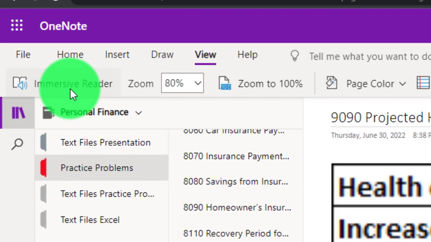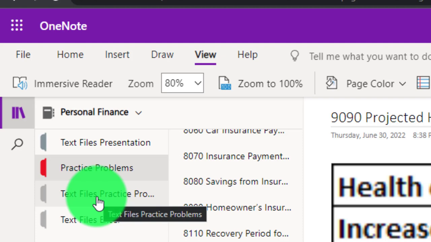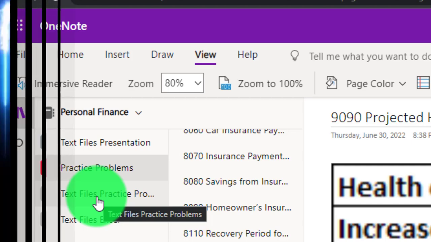Also, take a look at the immersive reader tool or practice problems, typically in the text area too, with the same name, same number, but with transcripts. Transcripts that can be translated into multiple languages, either listened to or read in them.